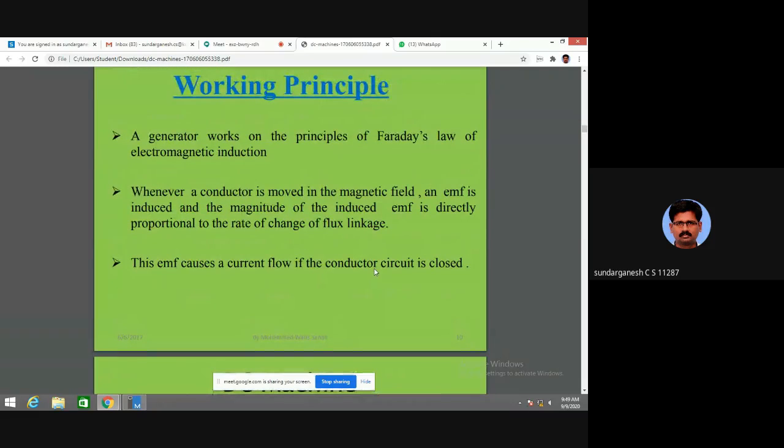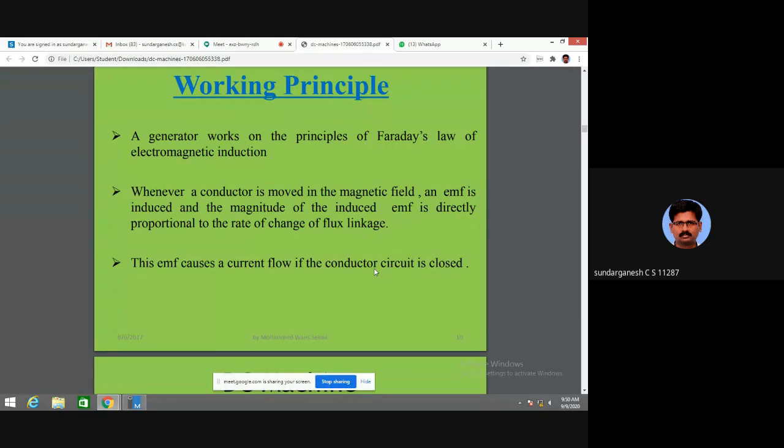So the generator works on the principle of Faraday's law of electromagnetic induction. So what is Faraday's law of electromagnetic induction? Whenever a coil cuts a magnetic field, an EMF is induced in the coil. This is known as Faraday's law of electromagnetic induction. So here the conductor is the rotor. It is continuously moved by the prime mover.